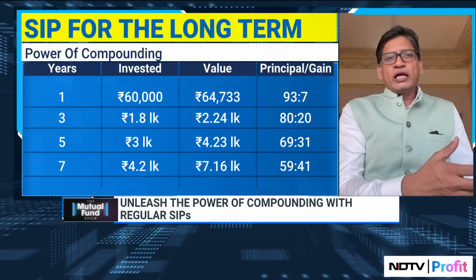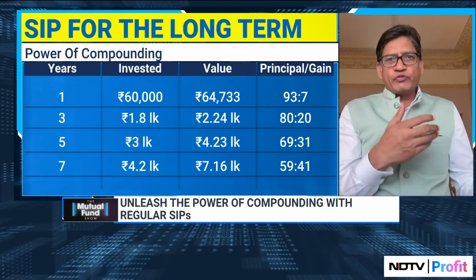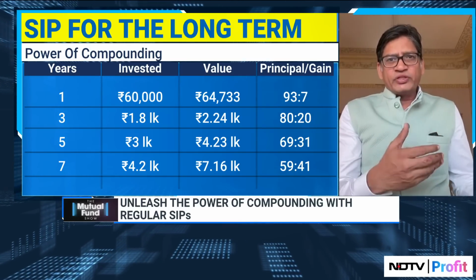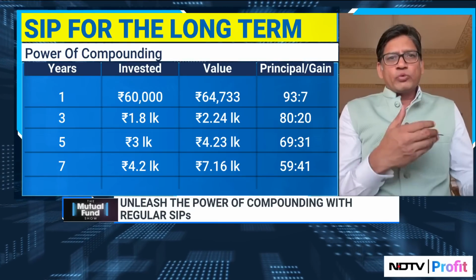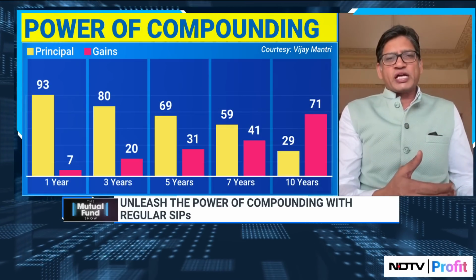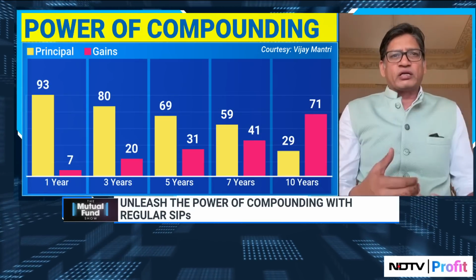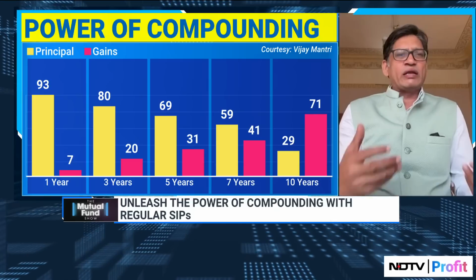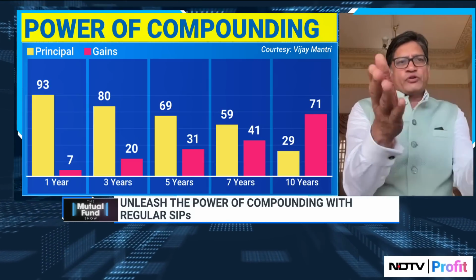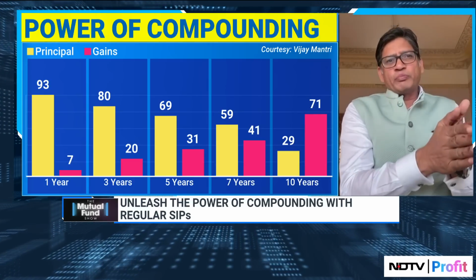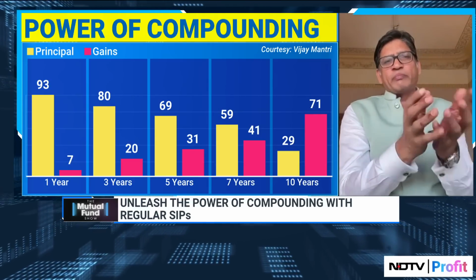So after 10 years, the gain is more than 50%, 54% at the 10th year. At the 15th year it has become 71%, the 20th year it becomes 82%, and the 25th year it actually becomes 89%. So in this slide, again, you see the yellow part is your principal and the red or pink part is your gain.